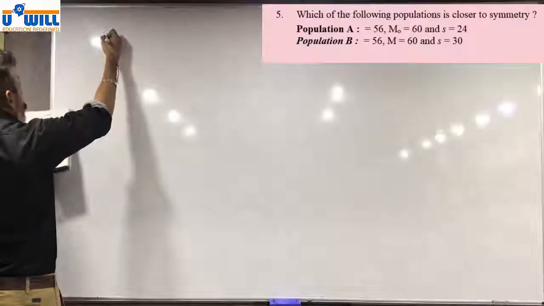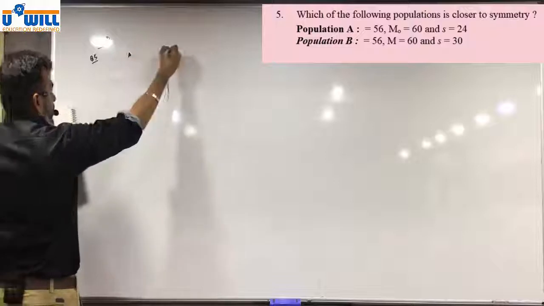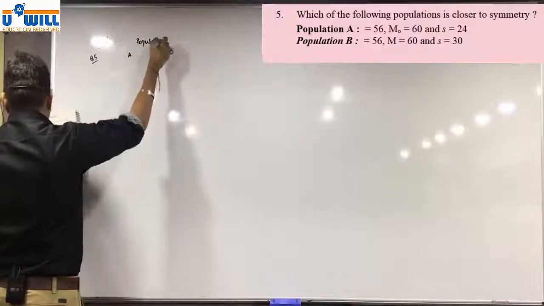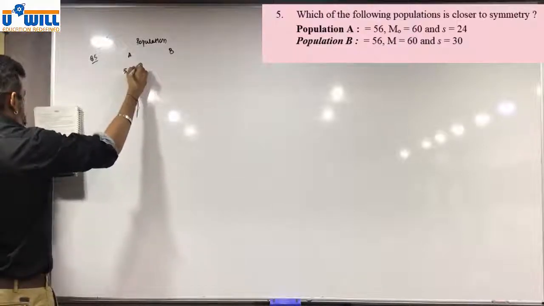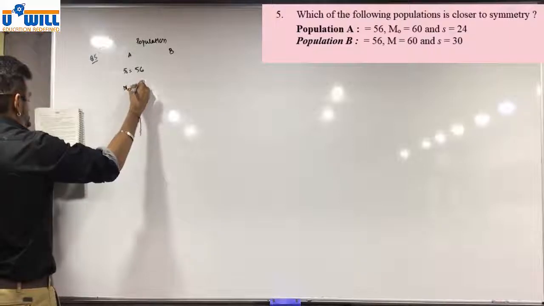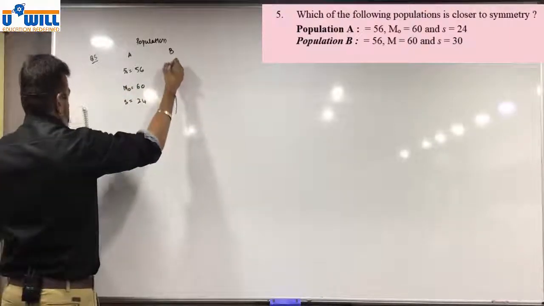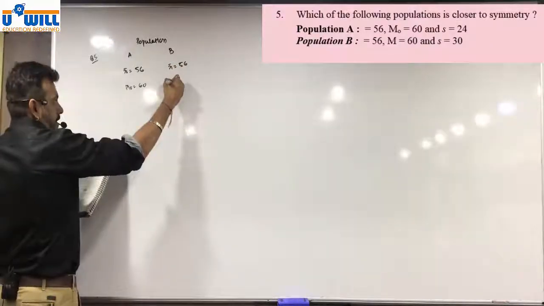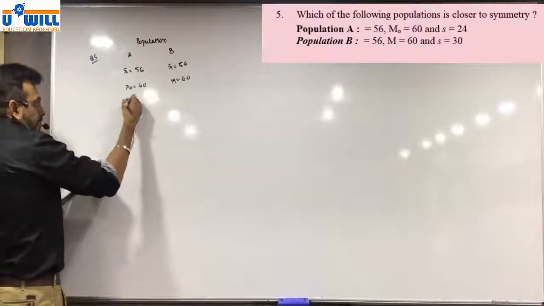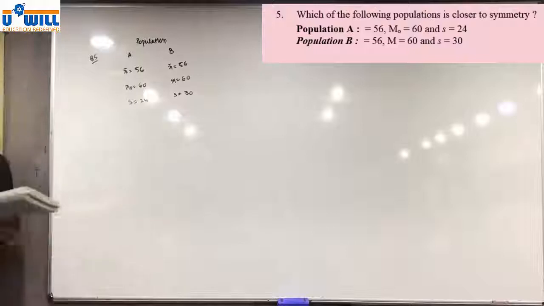Section D, question 5, populations A and B. For A: mean 56, mode 60, standard deviation 24. For B: mean 56, median 60, and standard deviation 30.